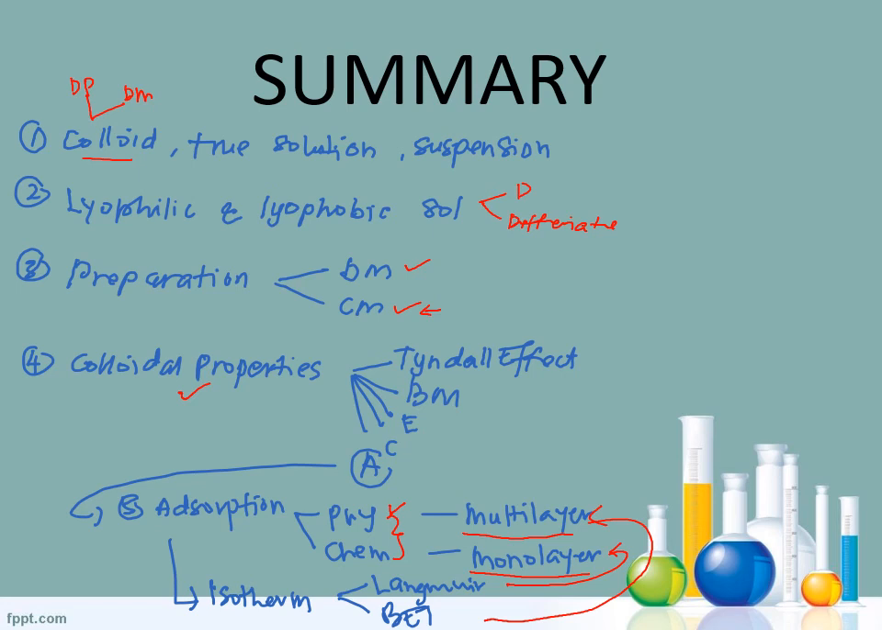For Langmuir adsorption, there are four assumptions, and I hope you are able to explain all four assumptions. The BET isotherm is the isotherm used to explain multi-layer adsorption, and it is actually derived from the Langmuir isotherm.